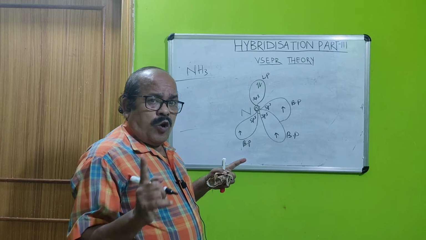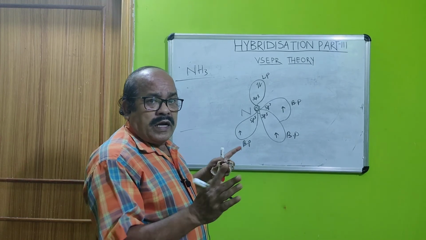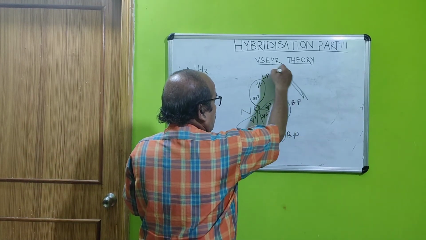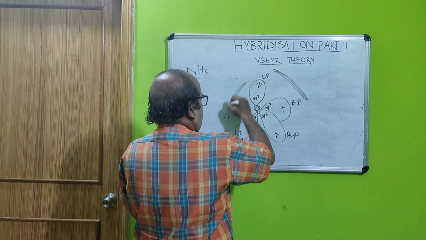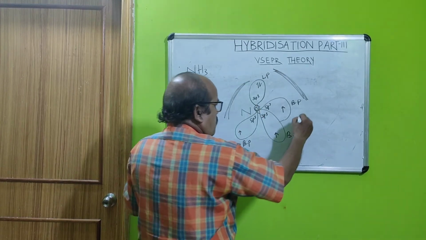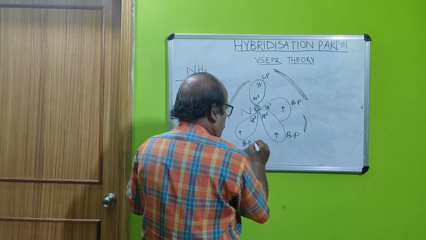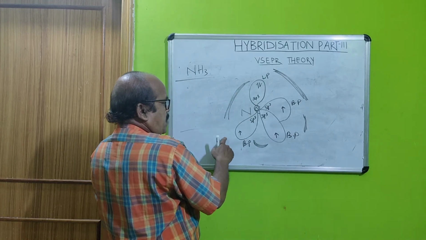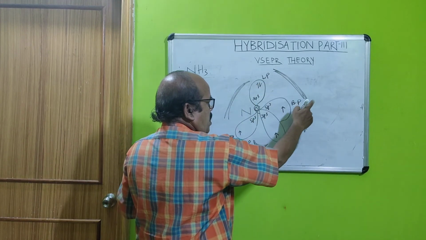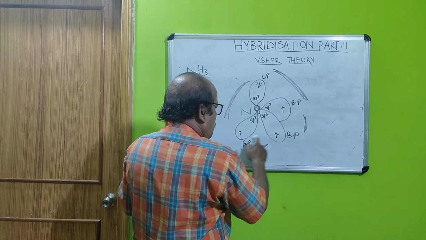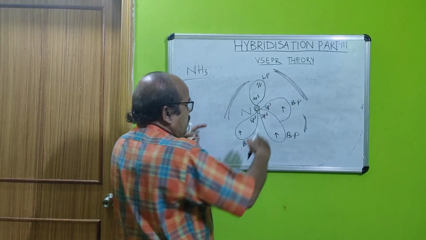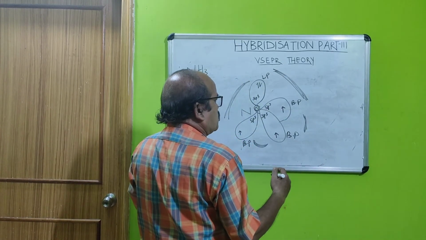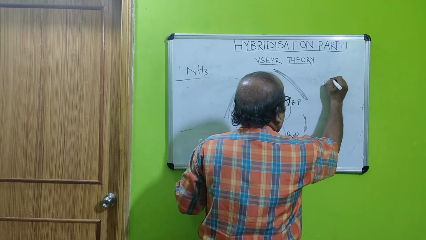So in VSEPR theory, lone pair-lone pair repulsion will not exist here. And lone pair-bond pair repulsion is greater than bond pair-bond pair repulsion. So it will repel from the upper side and the angle is reduced to 107 degree.